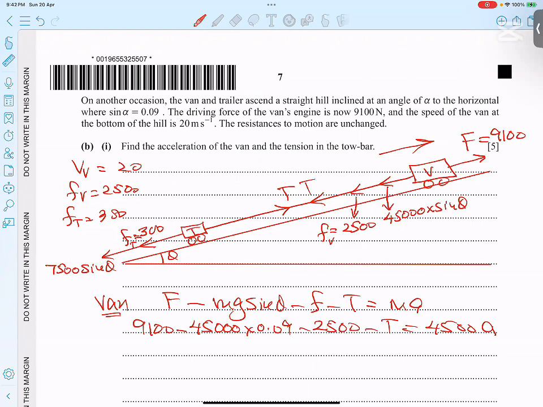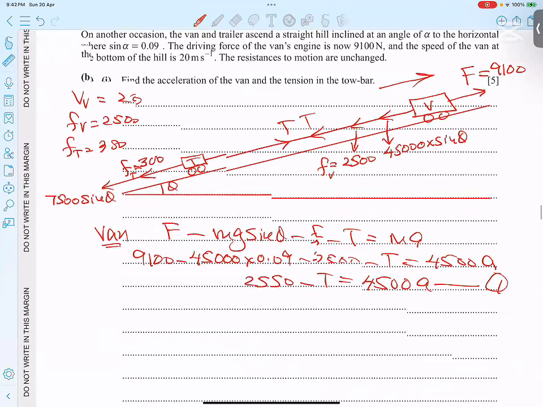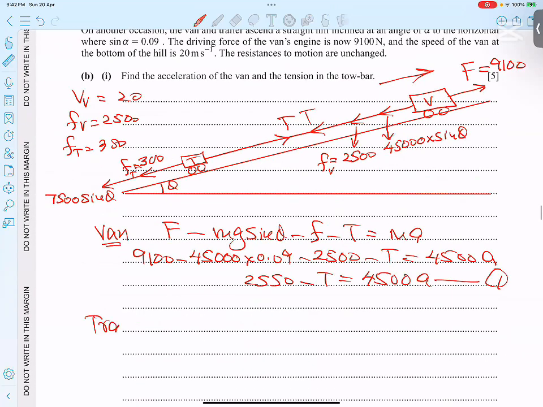I hope you got it. I'm typing all the left-hand side values: 9100, and 4500 into 0.09, and minus 2500. Carefully typing in the calculator, I got 2550 minus tension equal to 4500 times a. So this I got. Second number, let's talk about the other one.